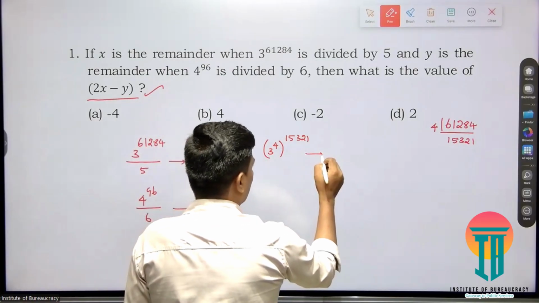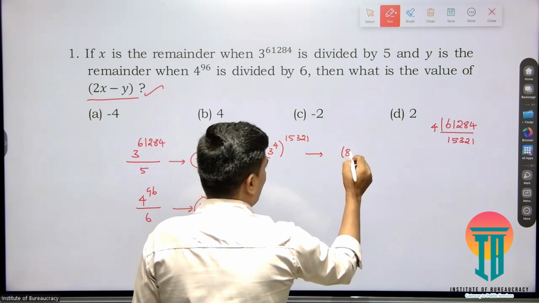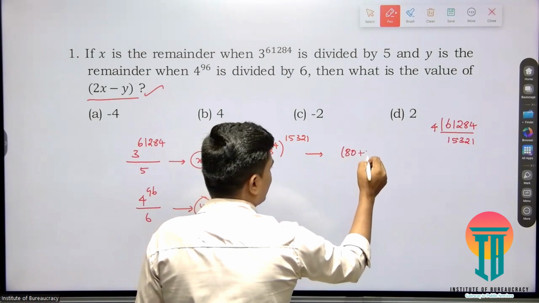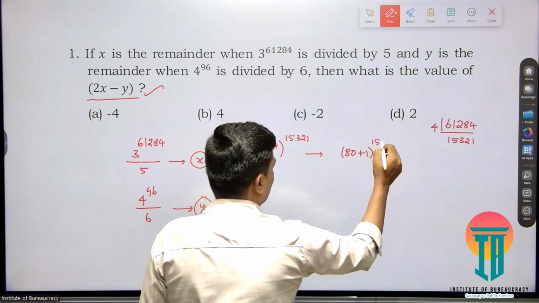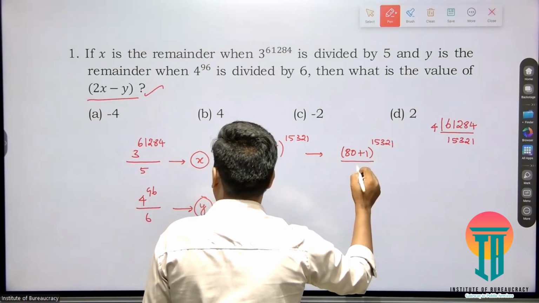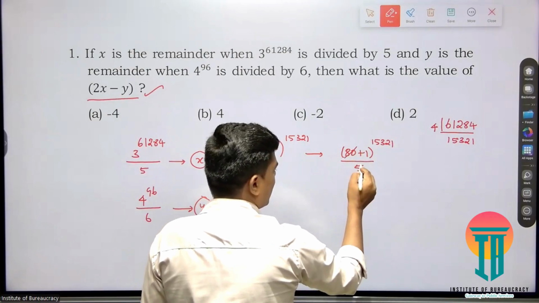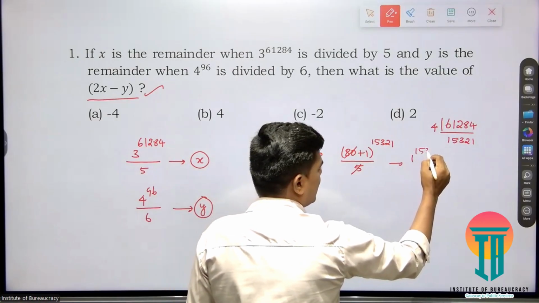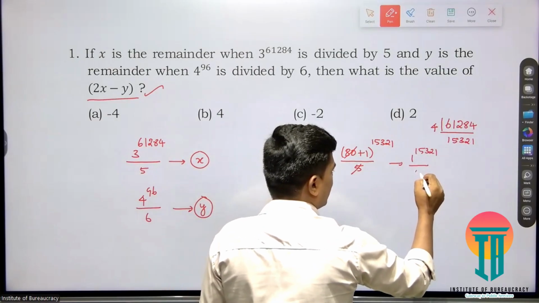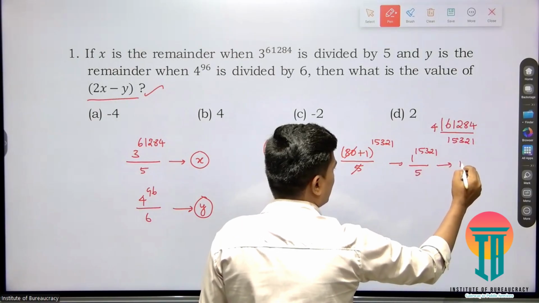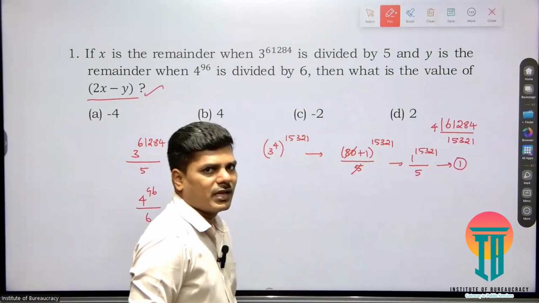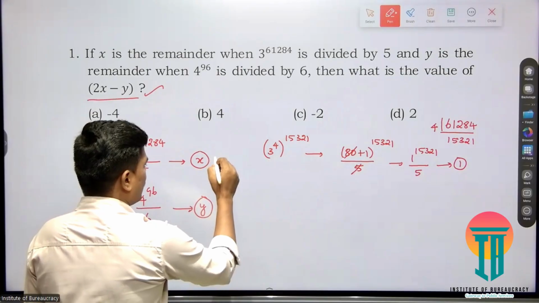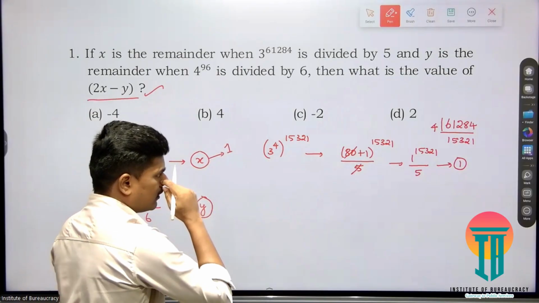So it can be written as 81, which is (80 plus 1) power 15321 divided by 5. Now 80 is a multiple of 5, you can leave it. It is nothing but 1 power 15321 divided by 5. So the remainder is 1. That means x is 1. We have found the x value is 1.